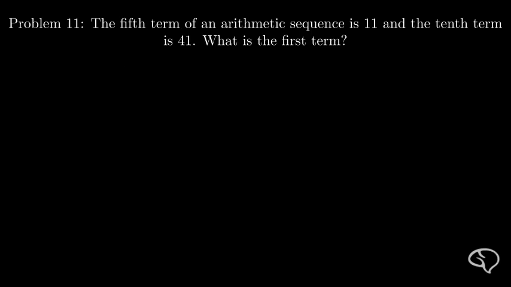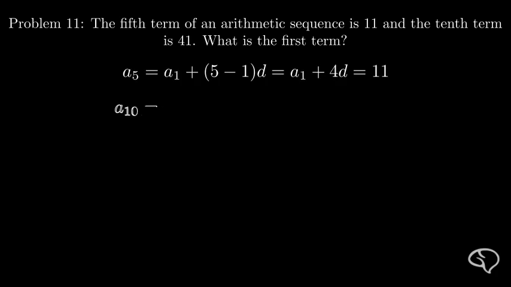For the 5th term, we have a sub 5 equals a sub 1 plus 4d, and we know this equals 11. For the 10th term, we have a sub 10 equals a sub 1 plus 9d, and this equals 41.